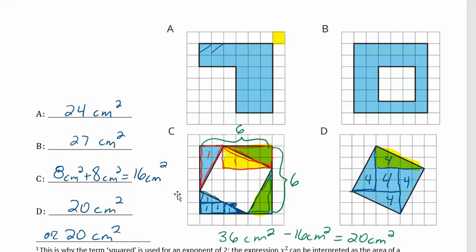All right, well, in the next video, we're going to talk about conversions with area now that we've got our brains thinking about area and perimeter.